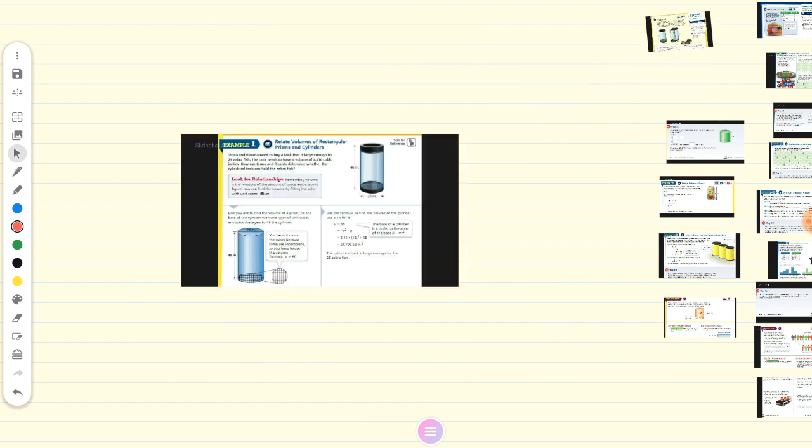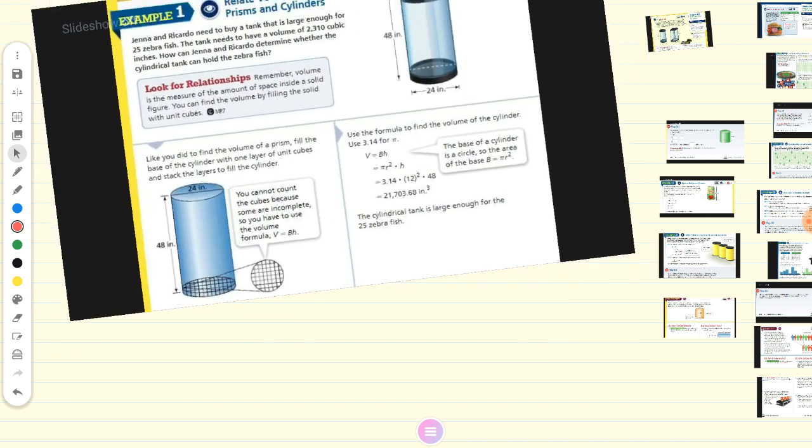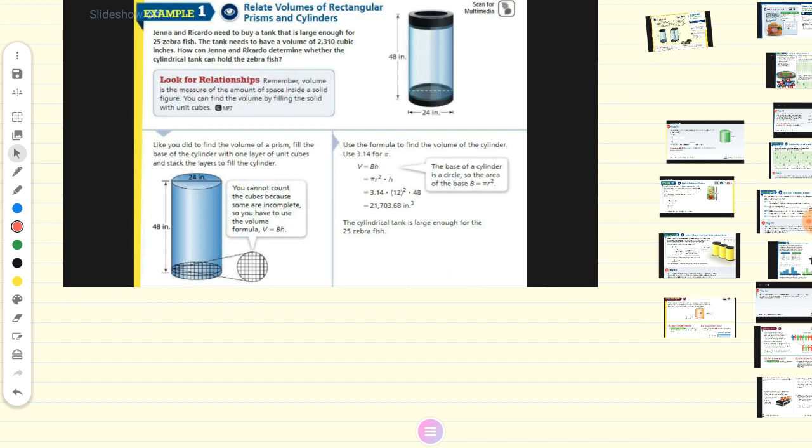Example number 1. He gave me this cylinder and asked me to find the volume. As I told you before, we have to decide what the base is and what the height is. The base is always 2 similar shapes. So I have a circle here and a circle here, connected by the height. To know the base, you must find 2 similar shapes connected with a straight line, which is the height.